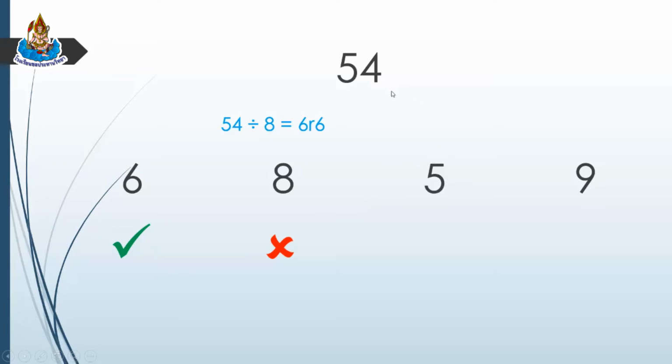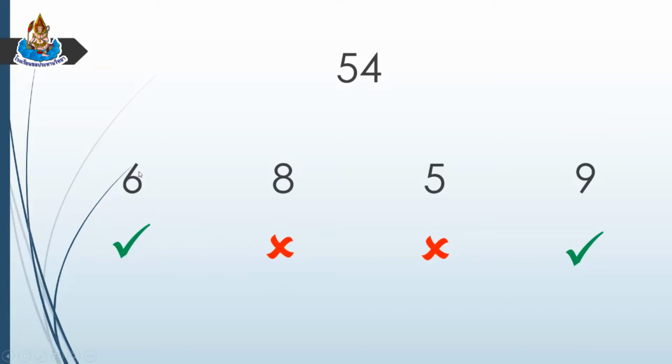What about 5? Let's divide 54 by 5. Again, we cannot divide it exactly. We have 10 and remainder 4. So what does it mean? Yes, 5 is not a factor of 54. And the last, 9. 54 divided by 9 is 6. We got exactly 6. So, yes, 9 is a factor of 54. Easy, isn't it?